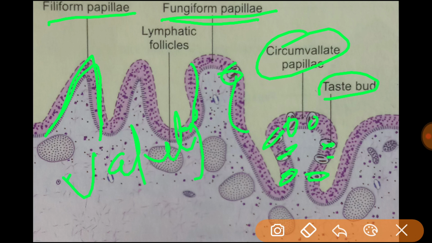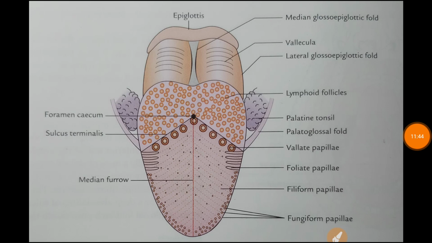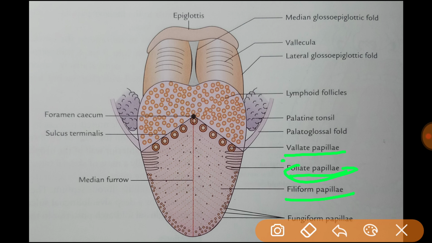The foliate papillae are on the lateral border just in front of the circumvallate papillae; this is a leaf-like structure. Again you can see the image of the tongue. Here are the foliate papillae and the circumvallate papillae. Foliate papillae are in front of the circumvallate papillae, and the filiform papillae are the most numerous in this area, and on the anterior and lateral margins the fungiform papillae are present.